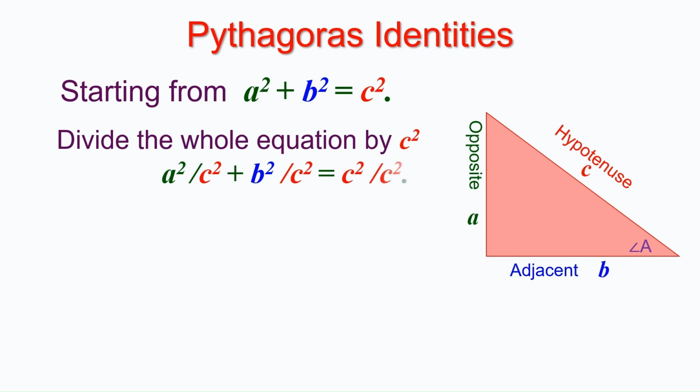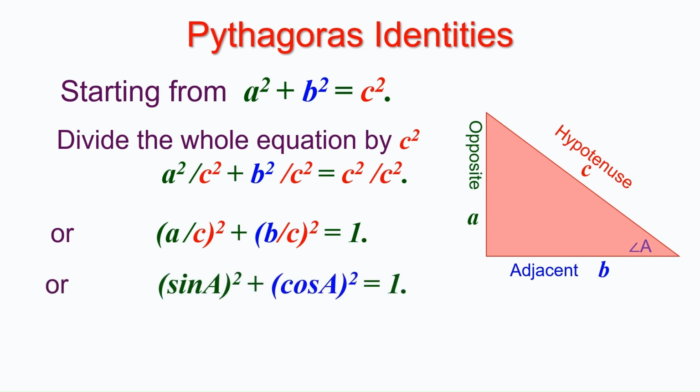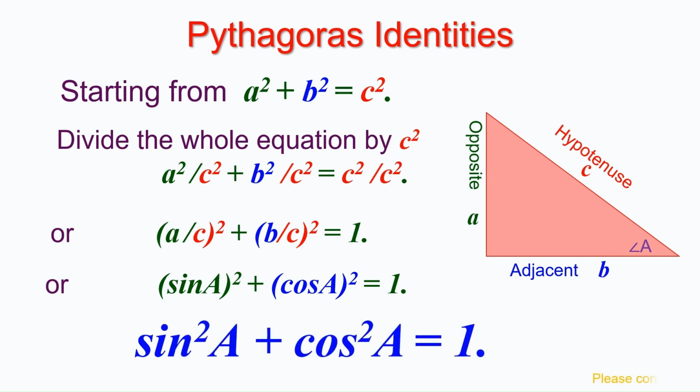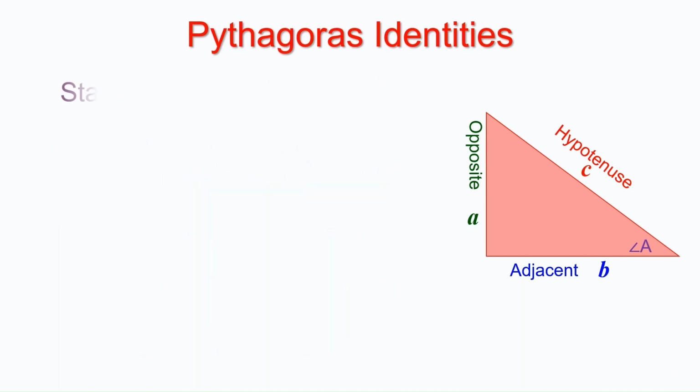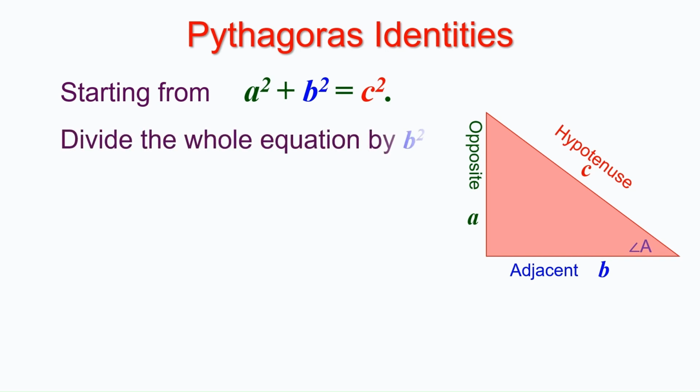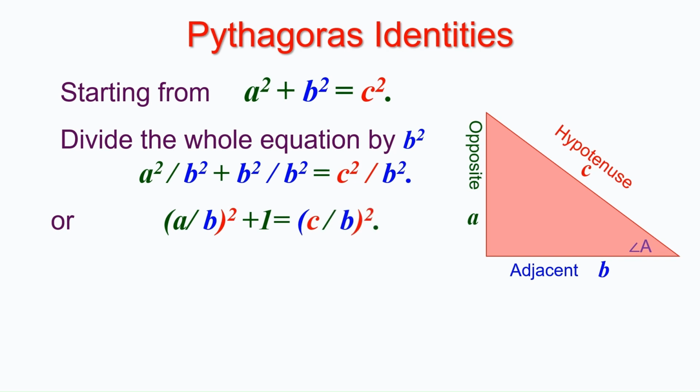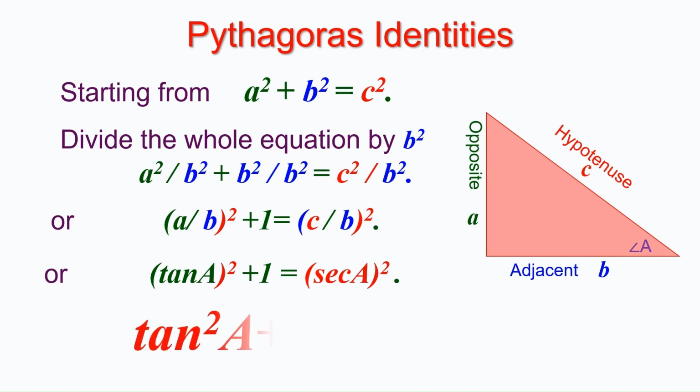By dividing this equation, a squared plus b squared equals c squared, by c squared, as a divided by c equals sine A and b divided by c is cosine A, we get square of sine A plus square of cosine A equals 1. Dividing the equation by b squared, as a by b equals tangent of A and c by b is secant of A, we get square of tangent of A plus 1 equals square of secant A.